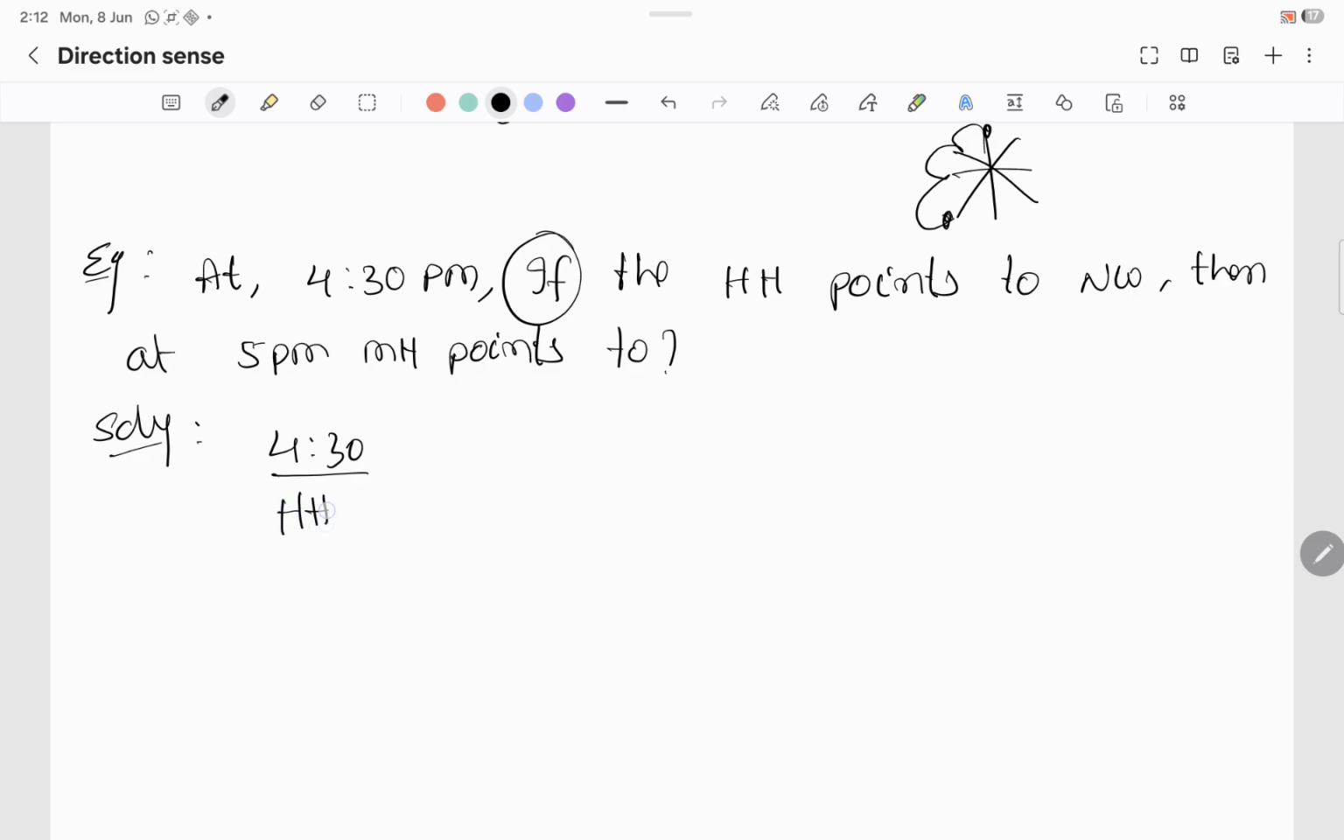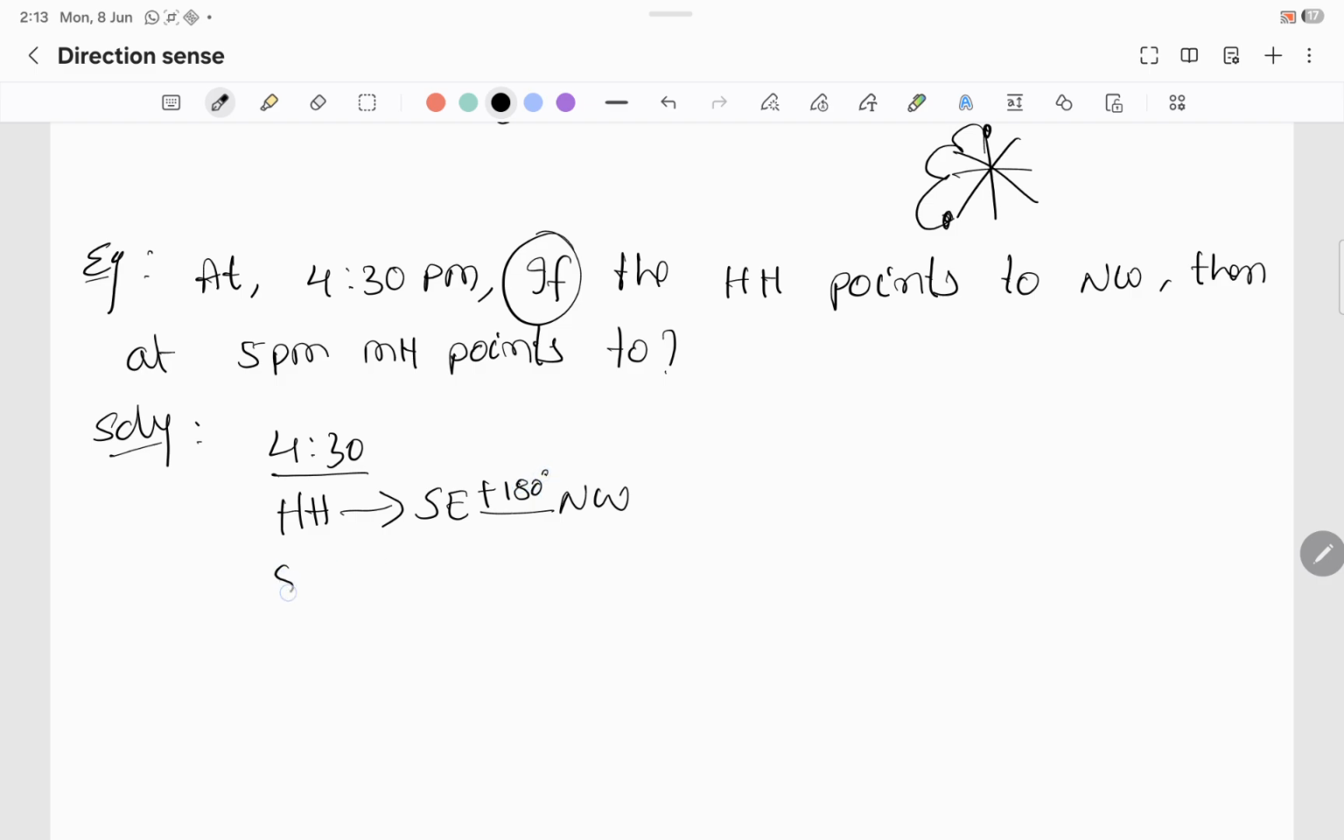So write it. Which hand? Hour hand. Imagine yourself. First we have to write our imagination time, which means the original clock. If a clock is placed properly, then by the time 4:30, where should the hour hand be? Our hand should be at southeast. But in the question they have given that the hand is pointing to northwest. Southeast to northwest, how many degrees? Clockwise 180 degrees.